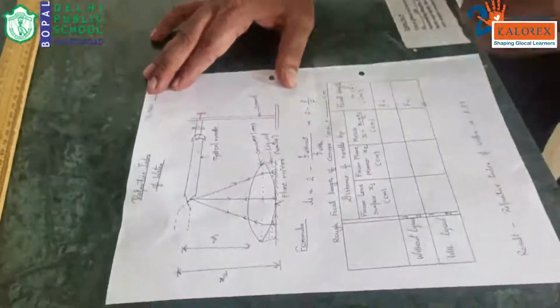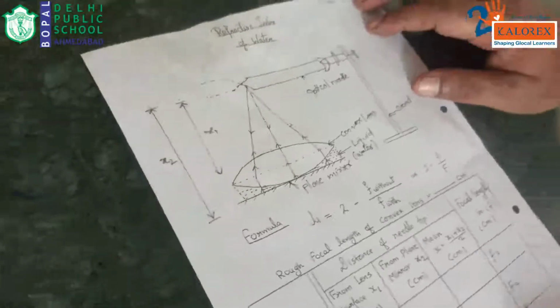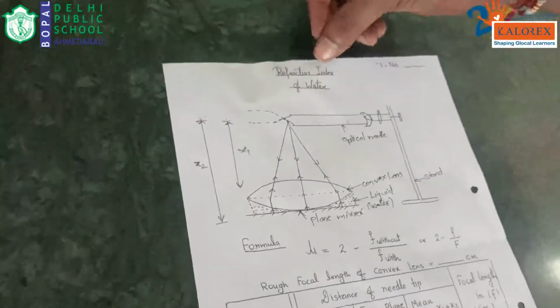Let us start with the experiment of refractive index of liquid using a plane mirror and convex lens. So let us do this experiment, and let us have a look at the entire experimental setup on this page. The title of this experiment is refractive index of water.